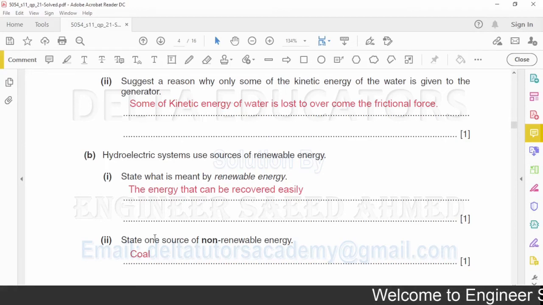Next part, state one source of non-renewable energy. Non-renewable energies are coal, gas, oil. So here we can write any one. So here I have written coal. So coal is an example of non-renewable energy. This coal we cannot recover easily. Once it is utilized, then it cannot be recovered easily.